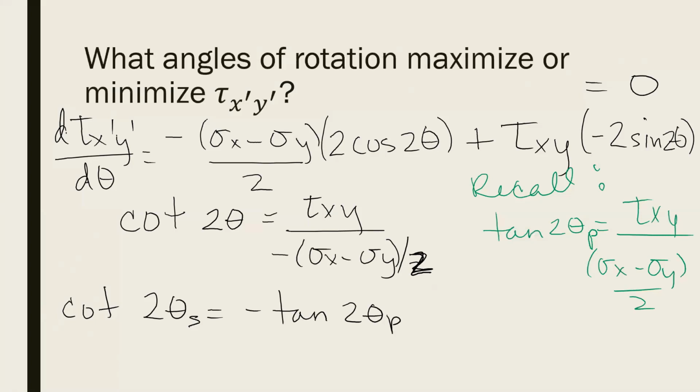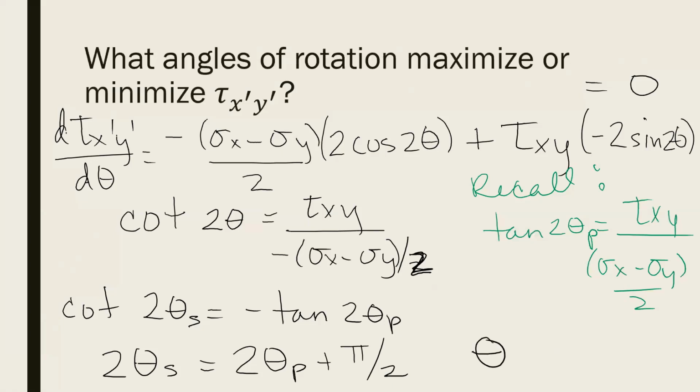In order for this to be mathematically true, 2 theta s must be equal to 2 theta p plus pi over 2. It just has to be in order for the cotangent of that angle to equal the negative tangent of the other angle. Which means that theta s equals theta p plus pi over 4. So what we're saying is that the principal plane and this plane that contains the maximum shear stress are oriented 45 degrees away from each other.